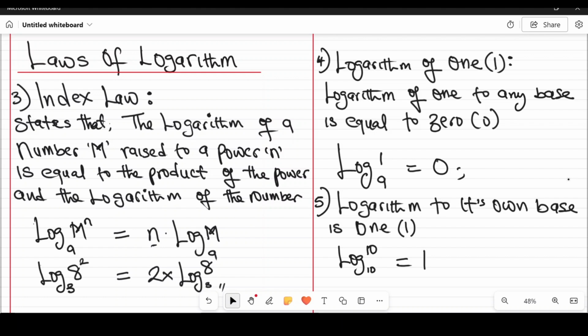If you want to master how to use logarithm, you must be conversant with these 5 laws. The first law is the addition law. The second law is the subtraction law. The third law is the index law. The fourth law is the logarithm of 1. And the fifth law is the logarithm to its own base. These 5 laws are essential for you to be able to simplify problems given to you in logarithm. We are going to look at examples on how to apply these laws to strengthen our understanding of the laws.